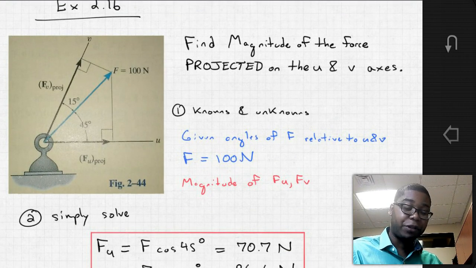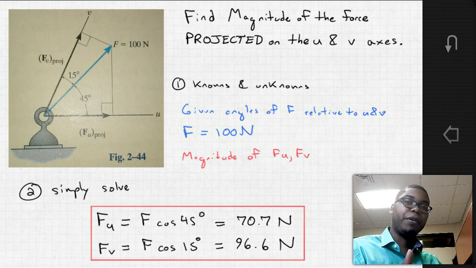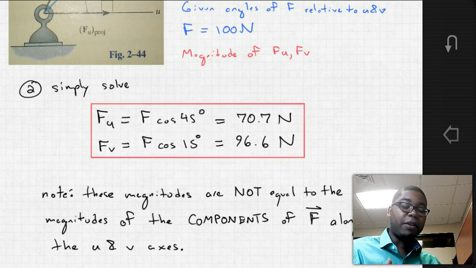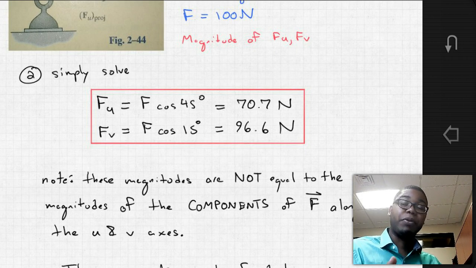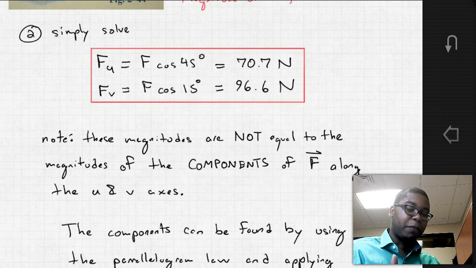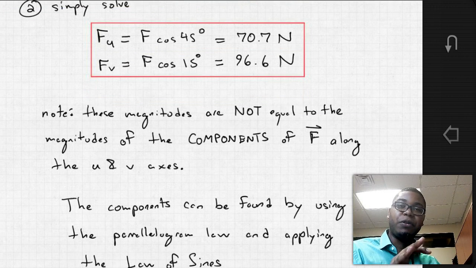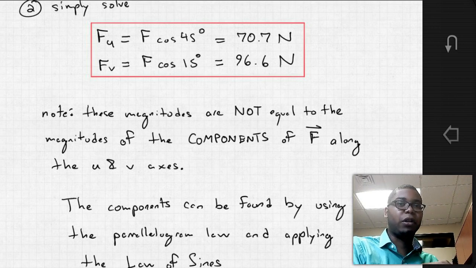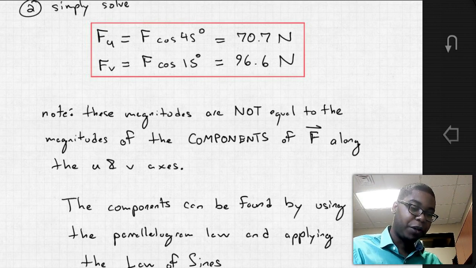And so it's very clear to see that if we're projecting the force, we can directly use the cosine law. Now, it's important to note that these projected magnitudes are not equal to the magnitudes of the components of the force vector directed along U and V. We're not using the triangle rule and finding the subcomponents to find the final vector. What we're doing is finding just the projection of the force vector along a particular axis. And the values of the components and the projections are not going to be equal.